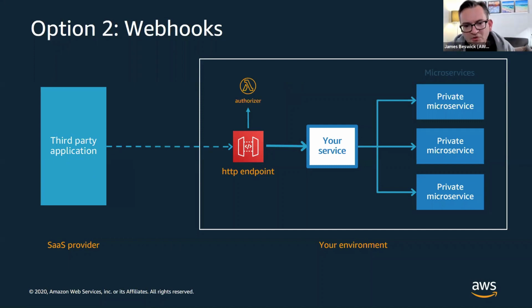Now, the second option, which is a lot better and has been around for quite a long time, is webhooks. So with webhooks, in this case, you have provided the SaaS provider with an HTTP endpoint, and they post or get information to that endpoint when new information becomes available. Now, you might use something like a custom authorizer to validate the calls and secure the endpoint. And one of the benefits here is this is much closer to real time. But there are pros and cons to this approach.